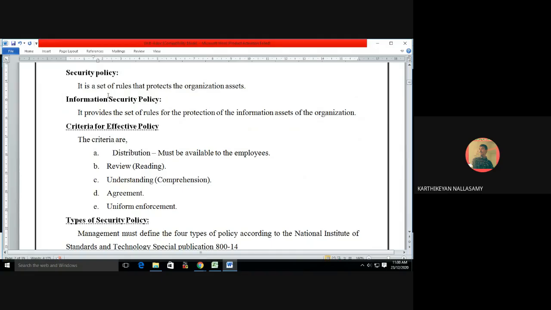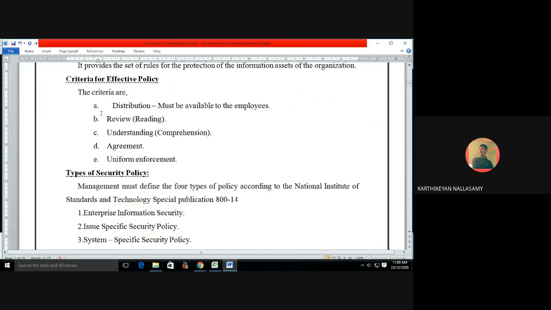So these are the 5 criteria to be followed for implementing a policy in an organization. I repeat once again: in order to make a policy effective, it must be distributed to everyone, it must be upgradable, it must be comprehensible, there must be an agreement, and it should be uniformly enforced on every member of the organization.